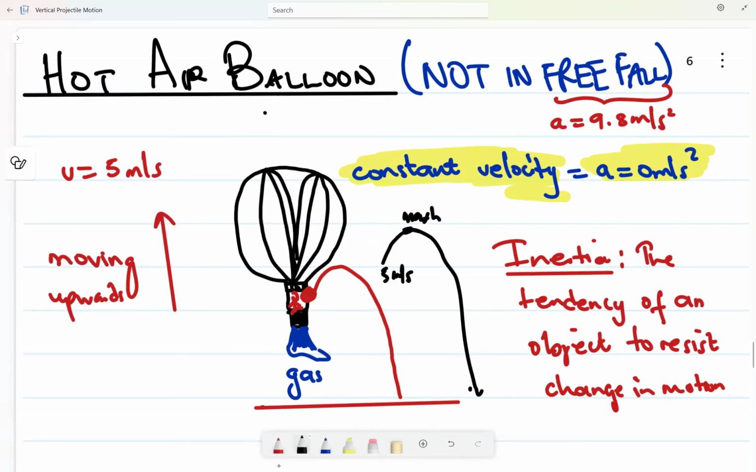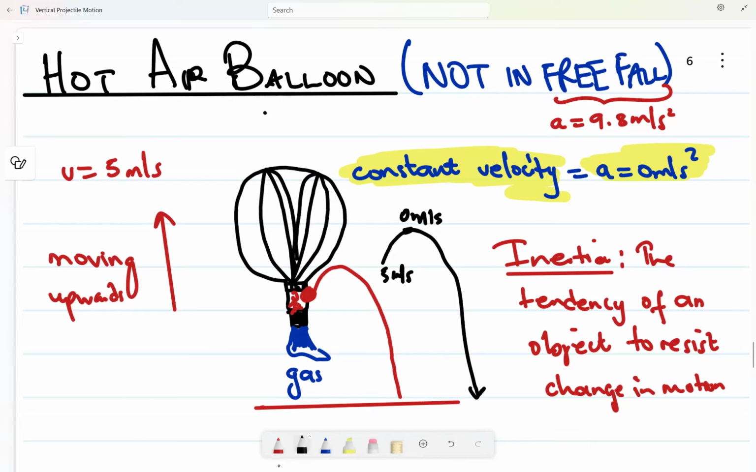This is a scenario that we cannot necessarily demonstrate by just making an example of it and trying to see it with our naked eyes. But it is a theory that you need to understand. As it is dropped from a moving hot air balloon, the initial velocity is already 5 meters per second, and it will reach 0 meters per second at maximum height. Then it will move downwards.